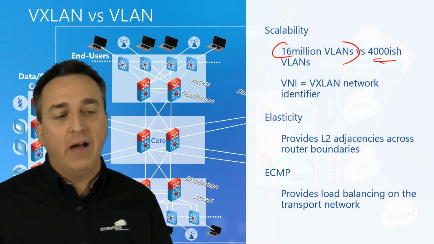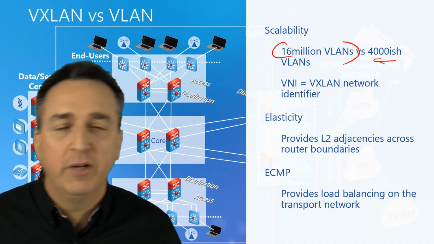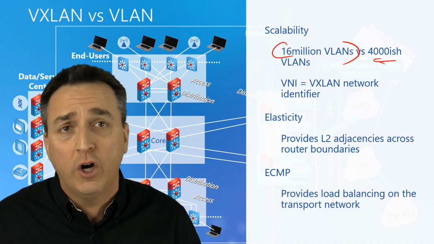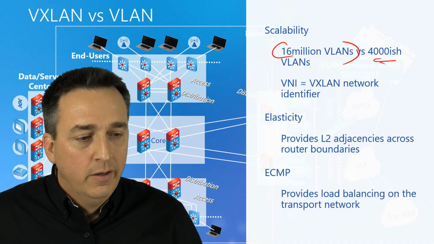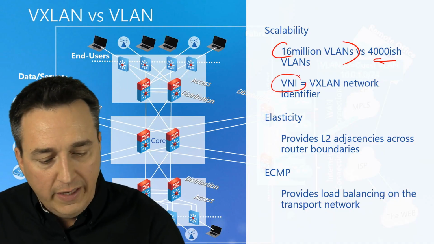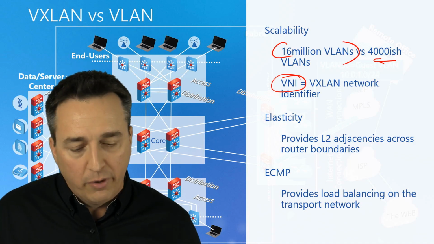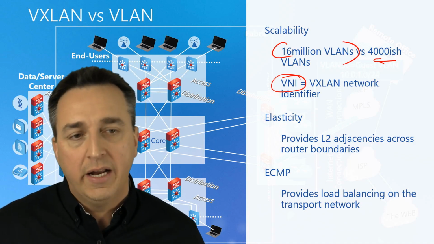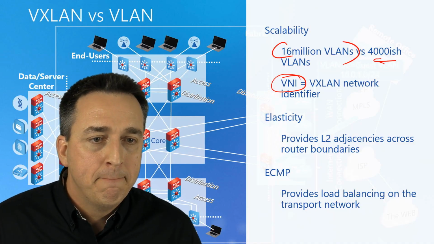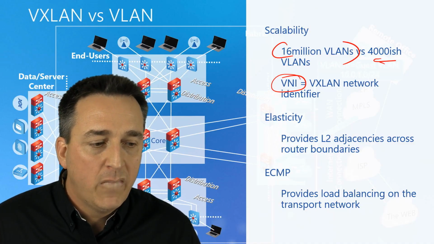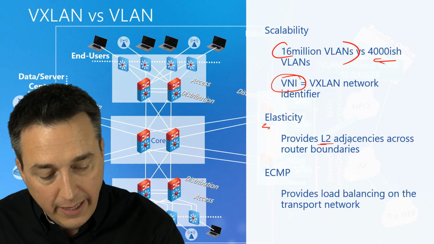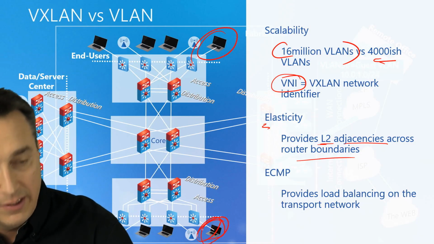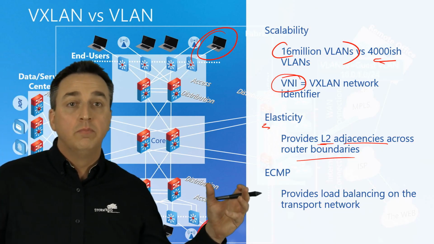Think about it as a service provider. That's awesome. Somebody who runs a massive data center, AWS, Azure, this is what makes it work. And so now we have what are called VNIs, which are just your VXLAN number identifier. So when we used to call it VLAN number, well, these are called VNIs. Very elastic, right? Because we got layer 2 adjacencies across our router boundary. So from here to here, we can be in the same subnet, VLAN, broadcast domain, no problem, across a layer 3 network.